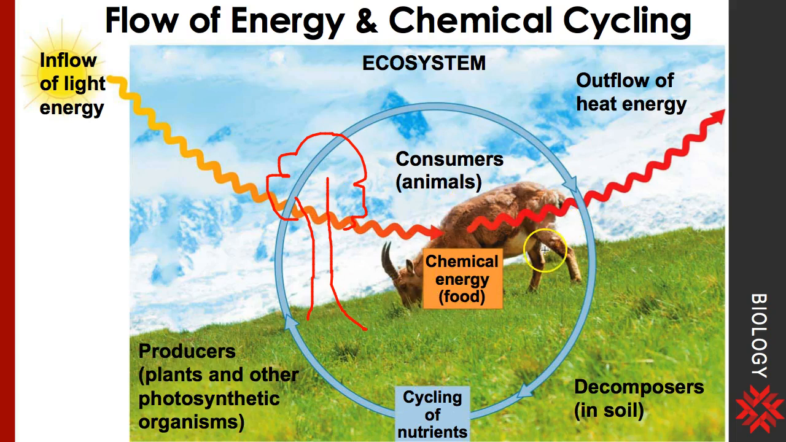Ultimately, all forms of life, that organism is eventually going to die. When it dies, its carcass will get broken down, decomposed, again returning those nutrients back to the soil, and that chemical cycle will then continue. So two important processes in terms of energy transformations. You have that flow of energy through the ecosystem, and you have that cycling of nutrients within the ecosystem.